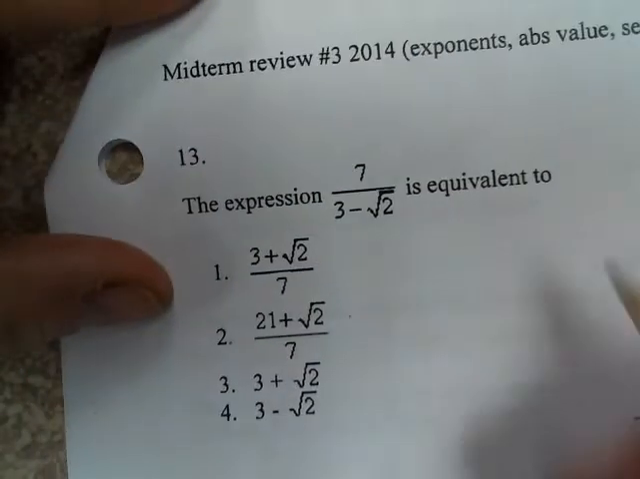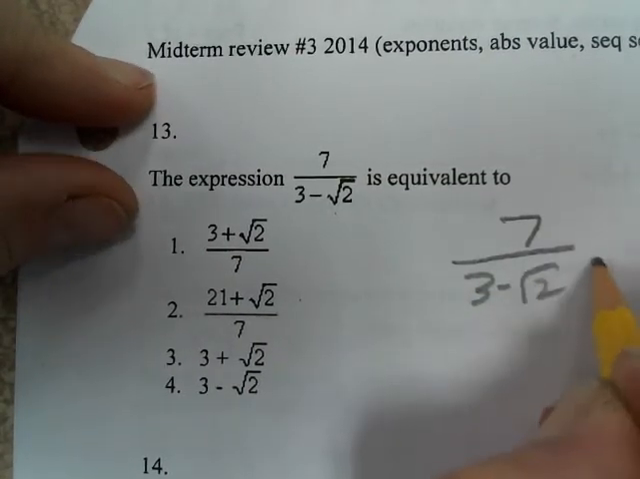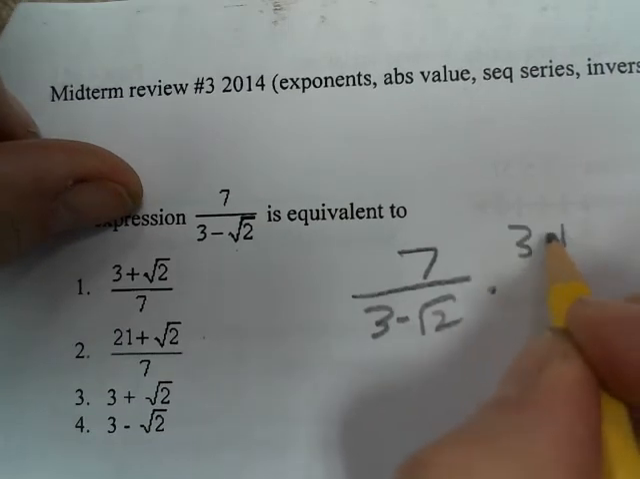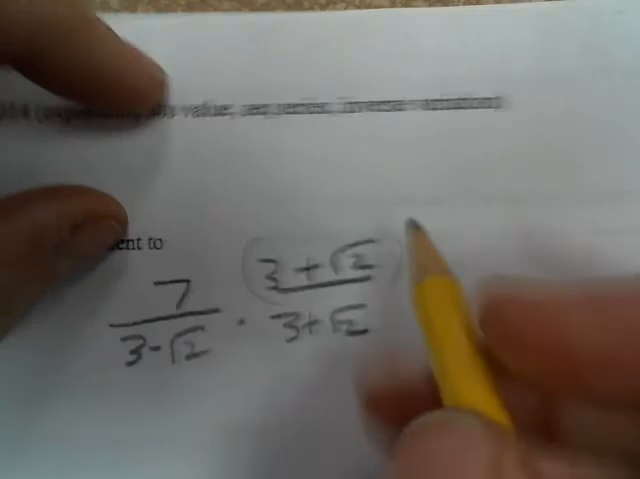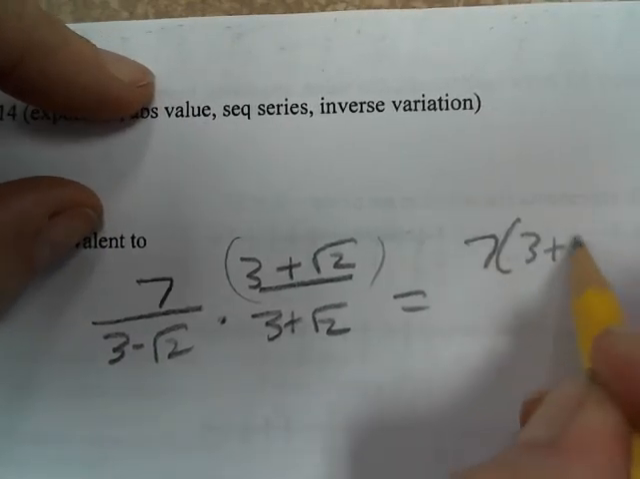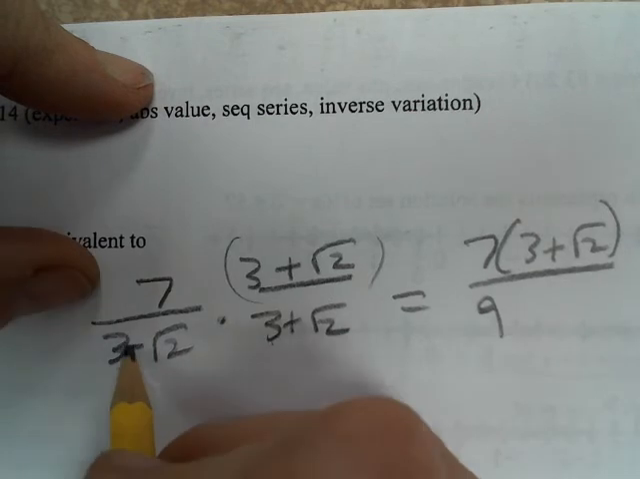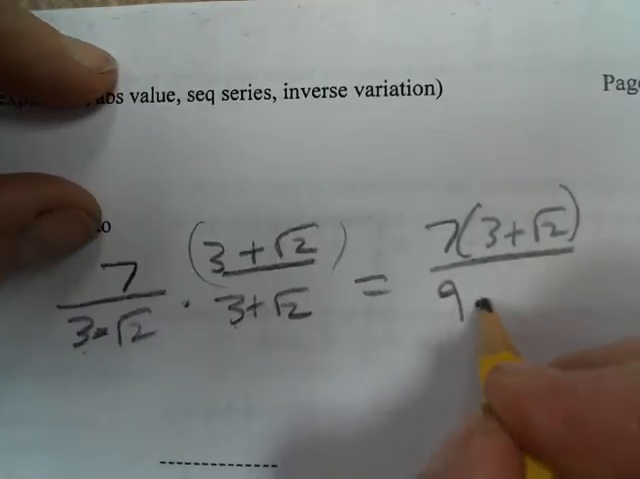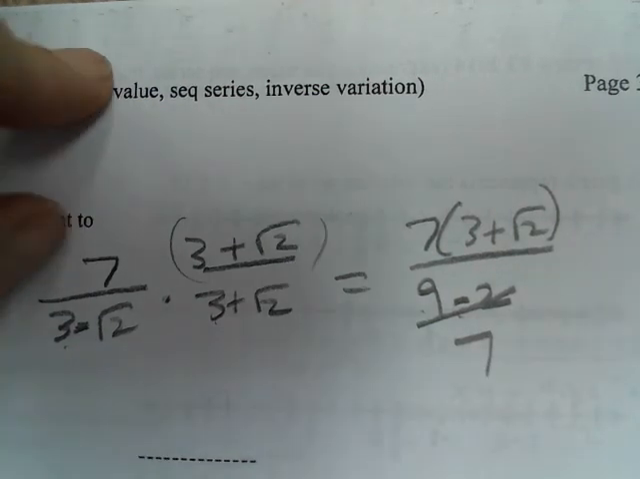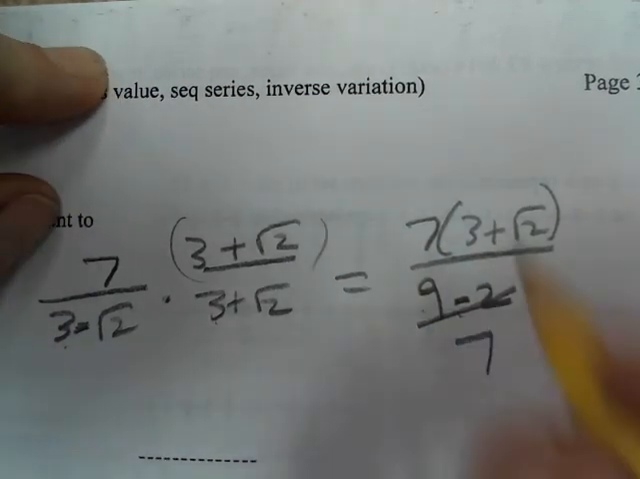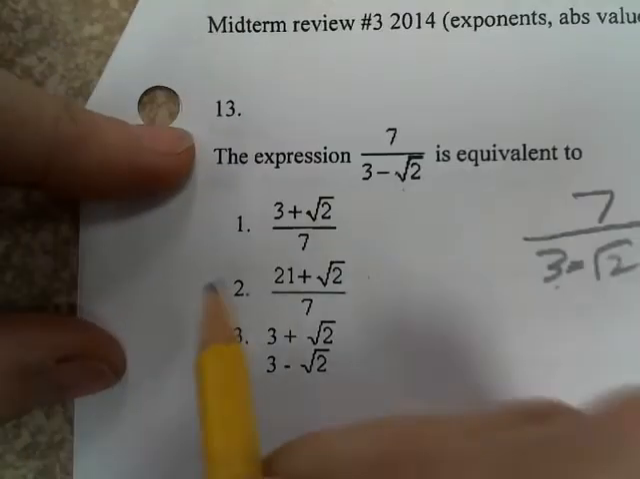And then the last page, you're going to rationalize the denominator. 7 over 3 minus the square root of 2, multiply top and bottom by 3 plus the square root of 2. So on the top, you're just going to multiply 7 times 3 plus the square root of 2, and on the bottom, multiply the first, 3 times 3, 9. Negative square root of 2 times positive square root of 2 is negative 2. 9 minus 2 is 7, and there's a 7 on the top and a 7 on the bottom. They cancel out, so you're left with 3 plus the square root of 2, option 3.